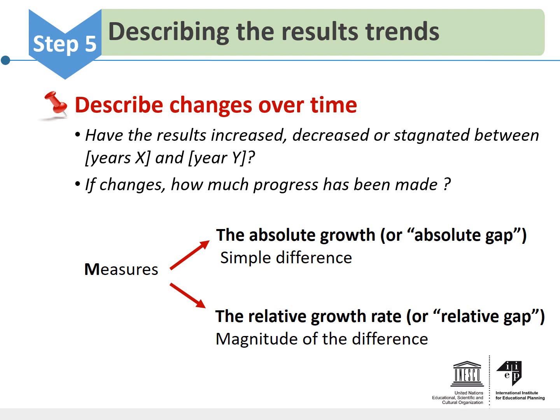The absolute growth or absolute gap gives the simple difference over time, and the relative growth rate or relative gap gives the magnitude of the difference over time. Further information on these measures is provided in the following presentation, Module 3, Part 2, on analyzing changes over time. If data is available for 1 year only, then move directly to Step 6.